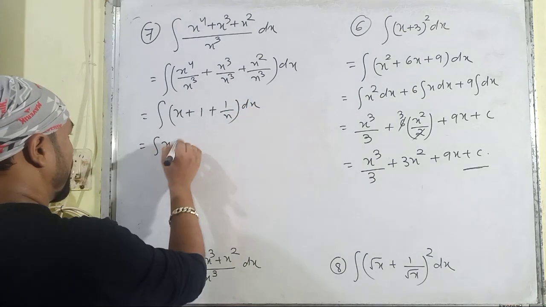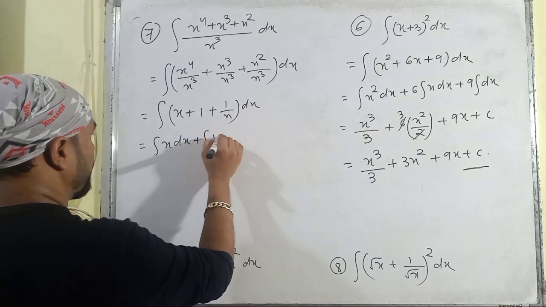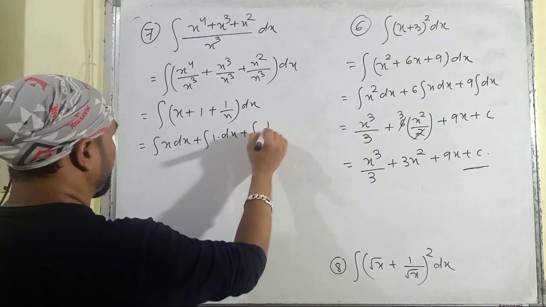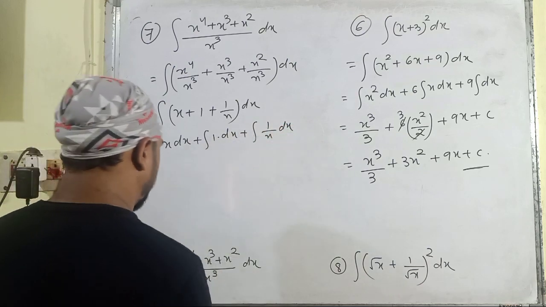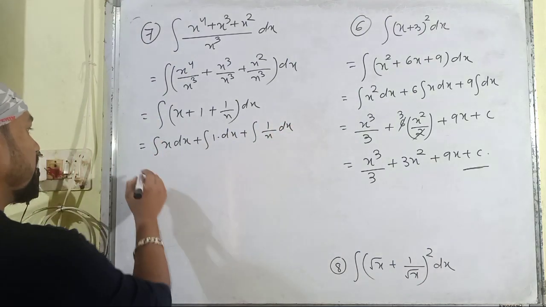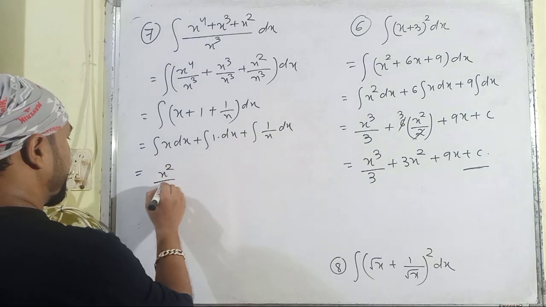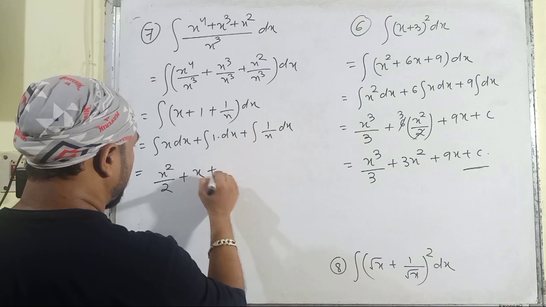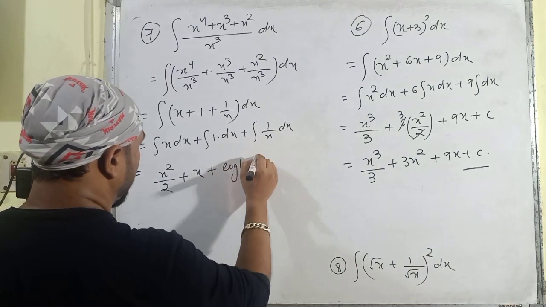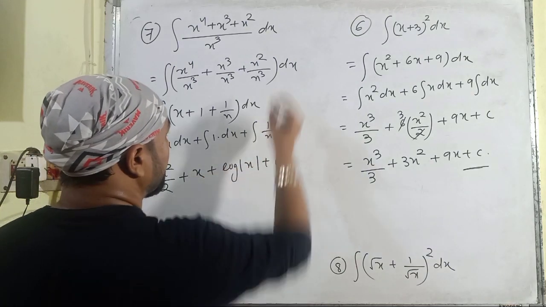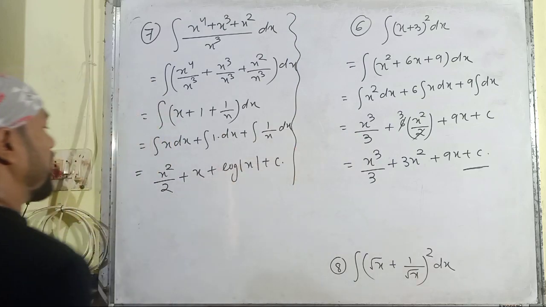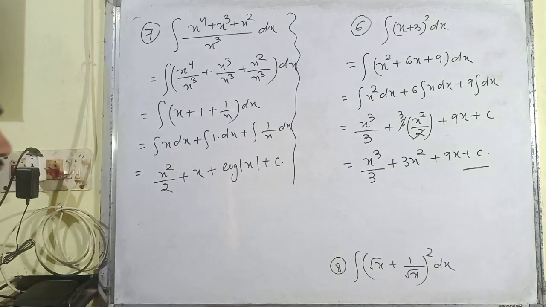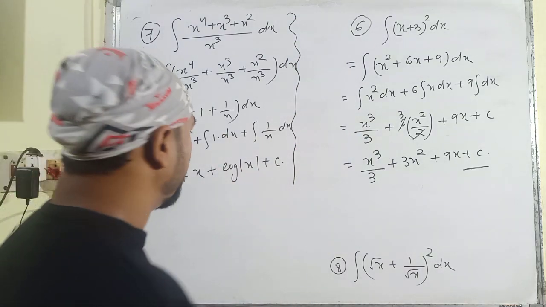Then it will be integral of x dx plus integral of 1 dx plus integral of 1 upon x dx. Then it will be x square divided by 2 plus x, then integral of 1 by x is log modulus of x plus any constant c, and this will be the answer for problem number 7. Then coming to the problem number 8.